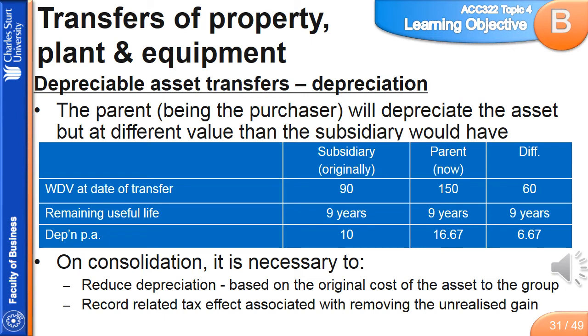So on consolidation, it's necessary to reduce the depreciation by this difference amount back to the original cost of the asset to the group, and we need to account for the related tax effects associated with removing the unrealized gain. So in summary, we need to reduce the depreciation back to what it originally cost outside the group, and there's quite a number of journal entries to prepare depending on how long it is since the asset was transferred.